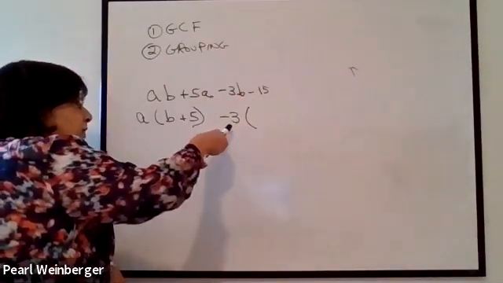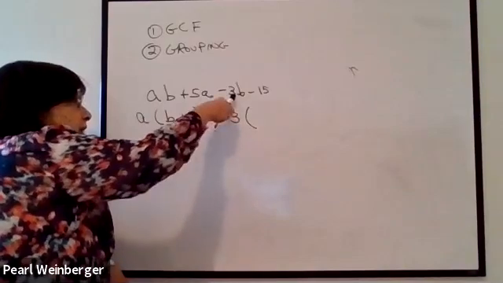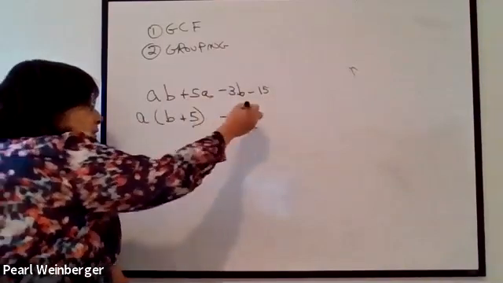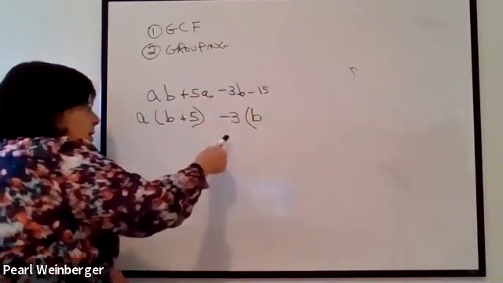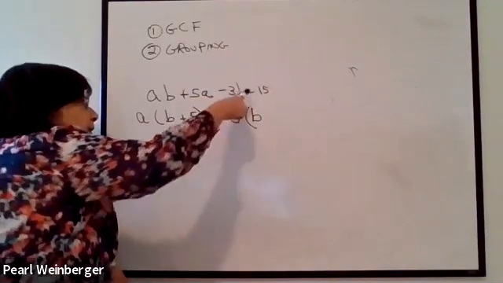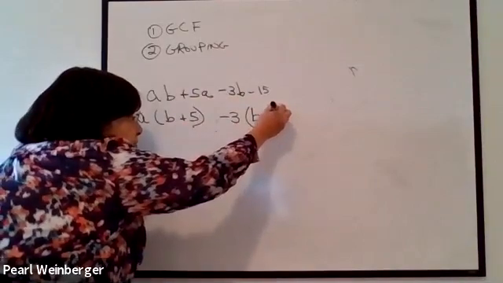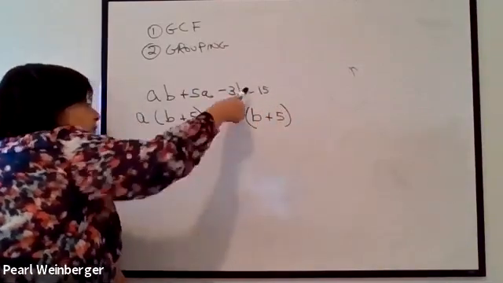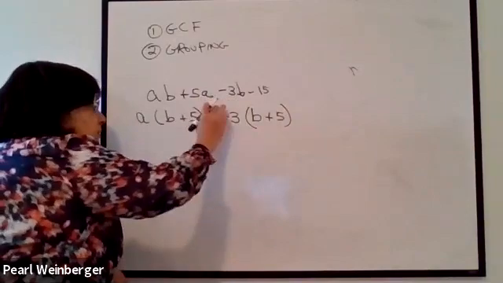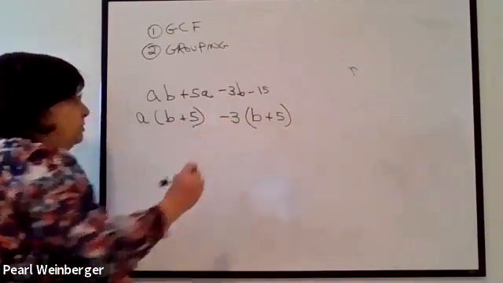Look what happens when I divide the negative 3 into the negative 3b: the negative 3's cancel out, that leaves me with b. And when I divide the negative 3 into the negative 15, I get positive 5. Be careful with your signs. A negative into a negative gives you a positive. And I'm going to get rid of this.